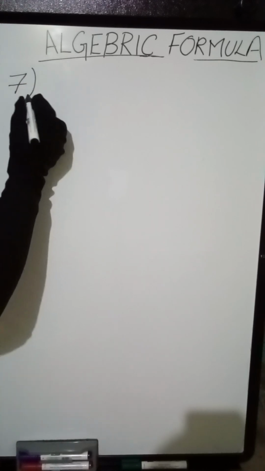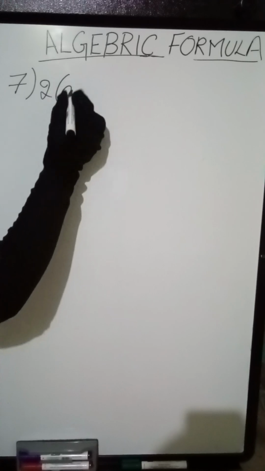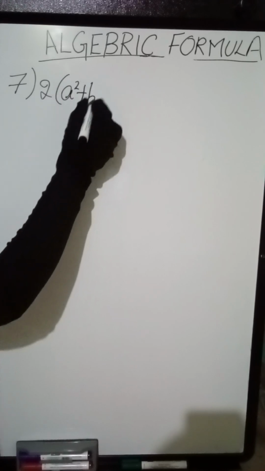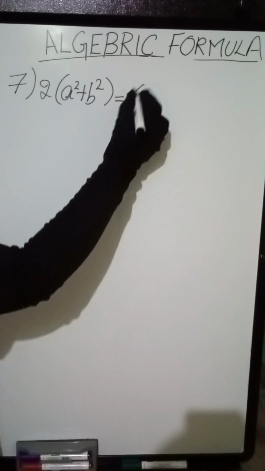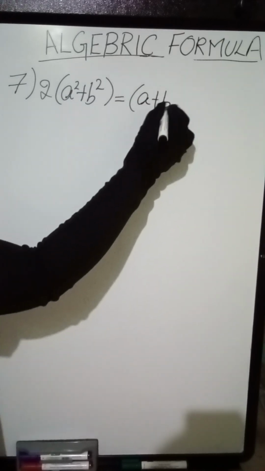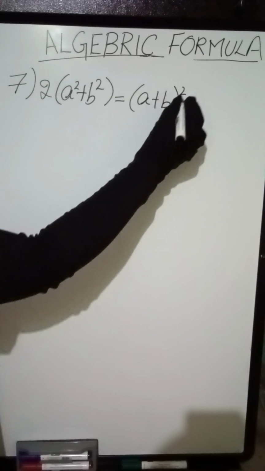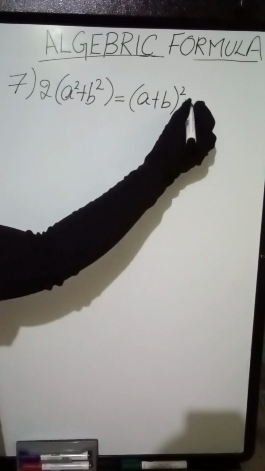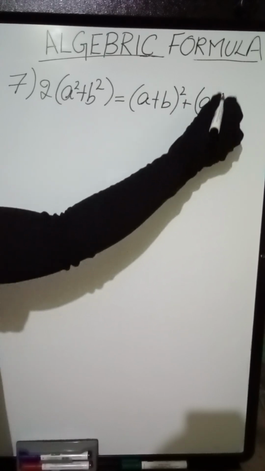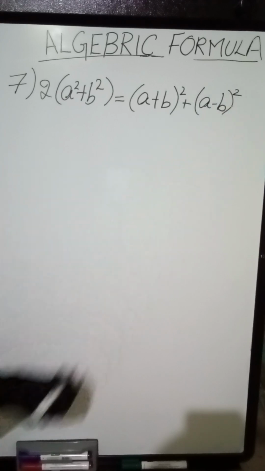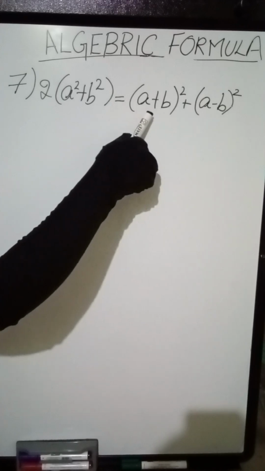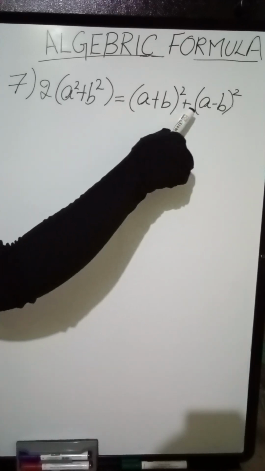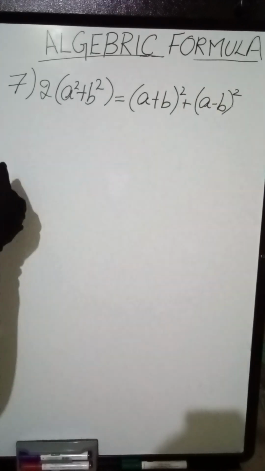Now coming to the seventh formula, which is nothing but 2 into a square plus b square is equal to a plus b the whole square plus a minus b the whole square. I repeat, 2 into a square plus b square will be equal to a plus b the whole square plus a minus b the whole square.